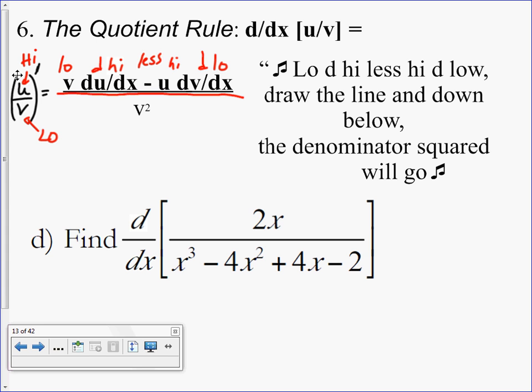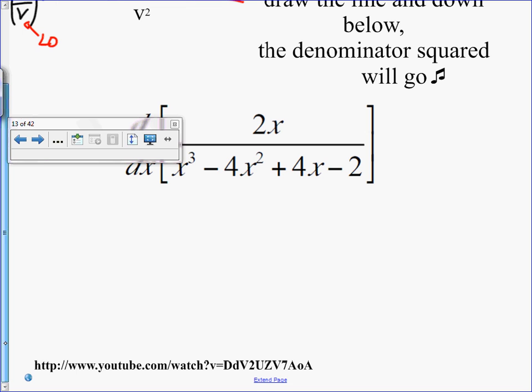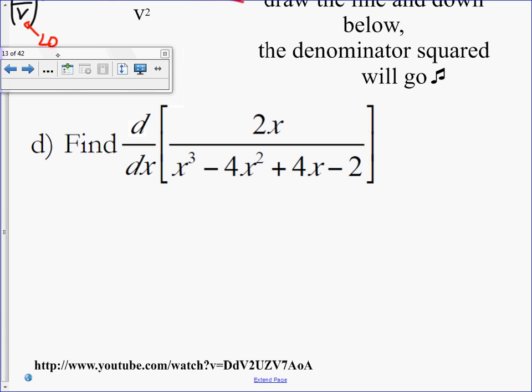There is a song. Maybe I'll play it for you later, but let's just see how it works. It's so fun. Yeah, I've got to play it because it's stuck in my head. I've been singing it all day because I've been thinking about it.